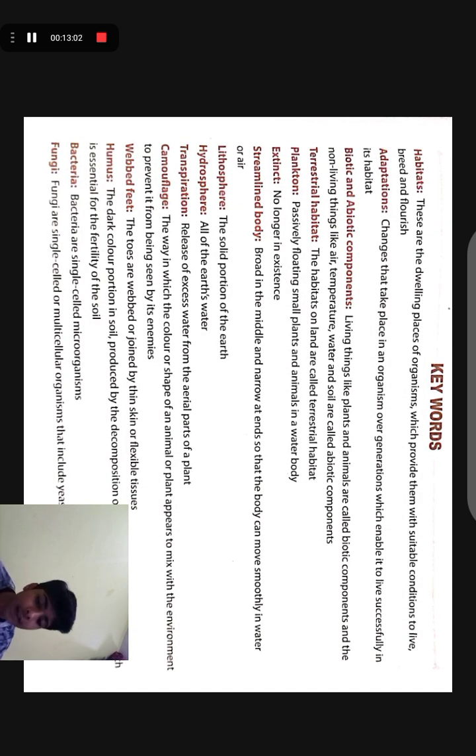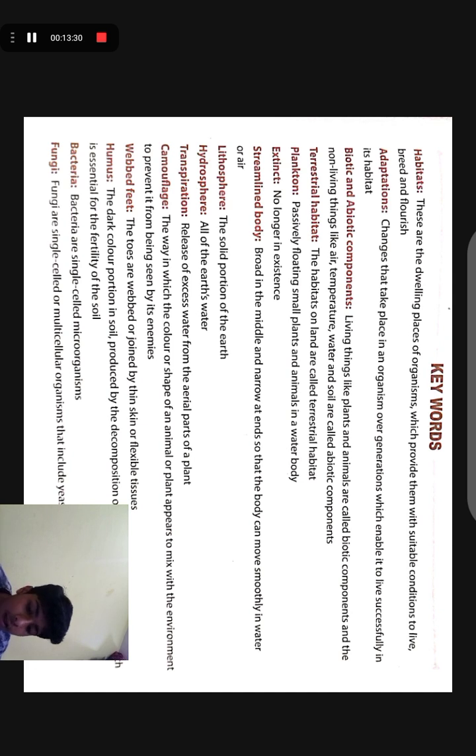Habitat. What is a habitat? These are the dwelling places of organisms which provide them suitable conditions to live, breed and flourish. Next, adaptation: changes that take place in an organism over generations which enable it to live successfully in its habitat. Third, biotic and abiotic components. Living things like plants and animals are called biotic components and non-living things like air, temperature, water and soil are called abiotic components. Terrestrial habitats.